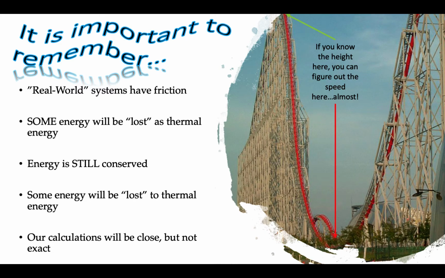Now, it's really important to remember that in the real world, there's friction. And so some of the energy is going to be lost as thermal energy. It's transformed from kinetic energy to thermal energy. Energy is still conserved, it's just some of the energy will be thermal energy, and so it's a lot harder to track. Now, our calculations will be close, but they won't be exact.